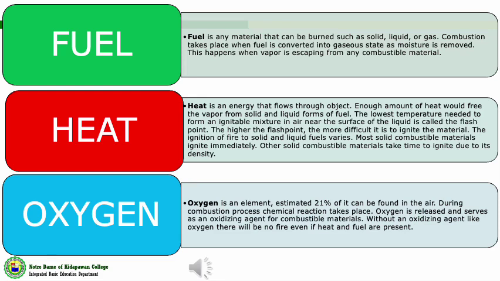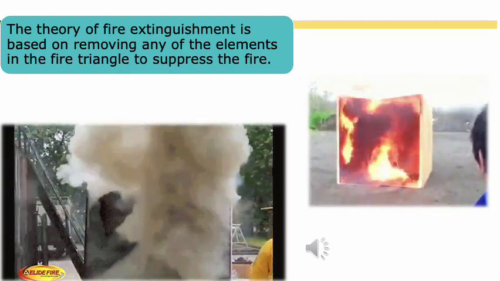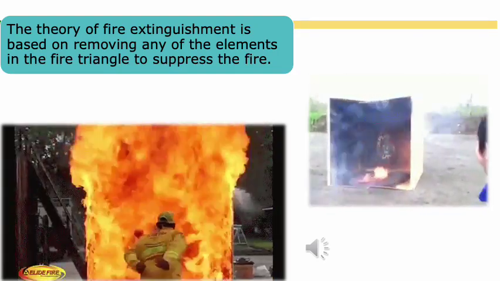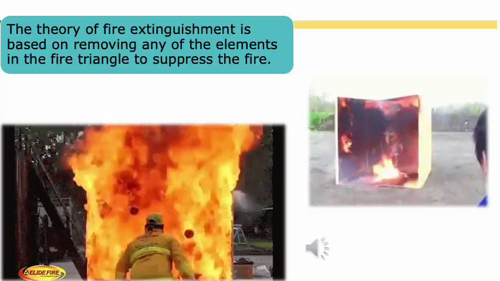During the combustion process, the chemical reaction takes place. The oxygen is released and serves as an oxidizing agent for combustible materials. Without an oxidizing agent like oxygen, there will be no fire even if heat and fuel are present. So therefore, removing one of the three elements of fire is enough to put off the flame or the fire itself. Let us proceed on how to extinguish a fire. The theory of fire extinguishment is based on removing any of the three elements in the fire triangle to suppress the fire itself.